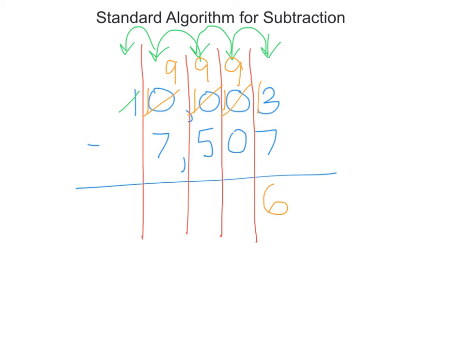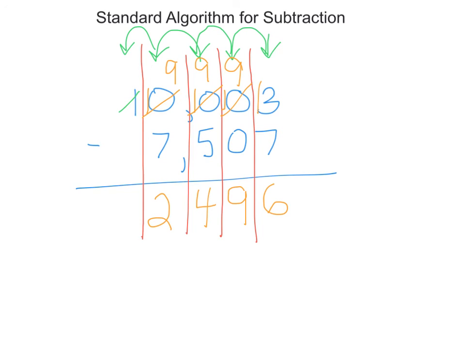Now if I go over to my 10s, 9 minus 0 is 9. You don't have to do any regrouping for that one. If I go into the hundreds column, 9 minus 5 is 4. I'm going to go over to the left into the thousands column. 9 minus 7 is 2.